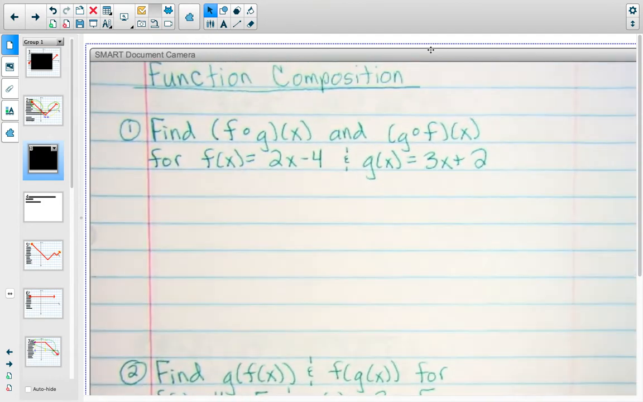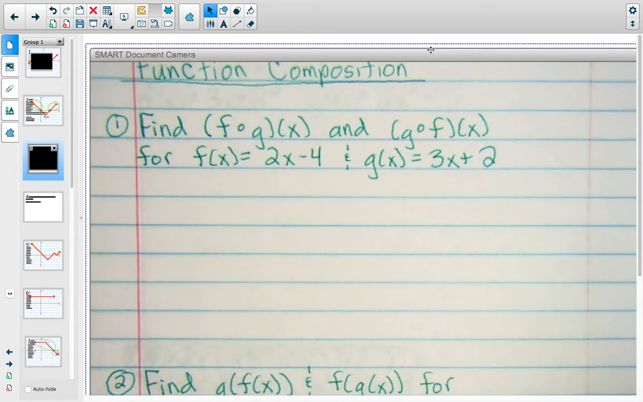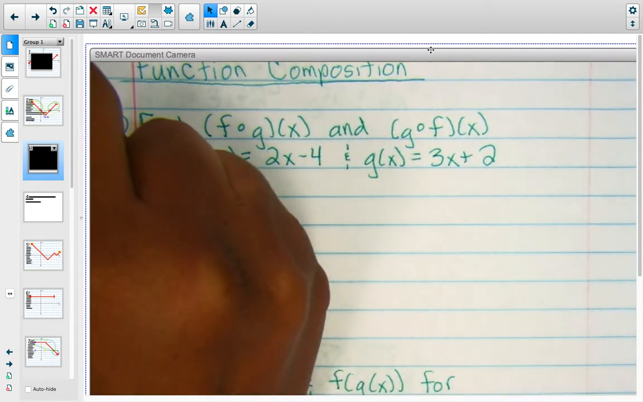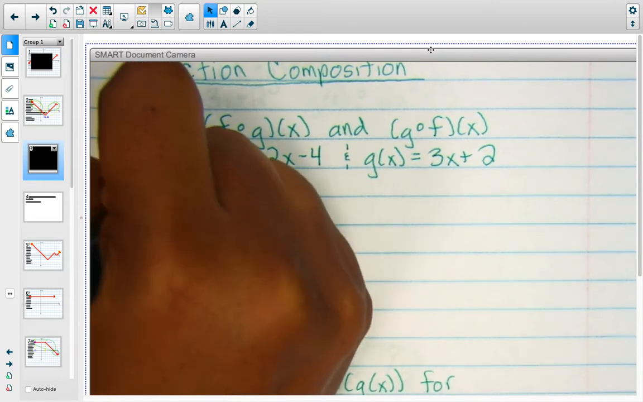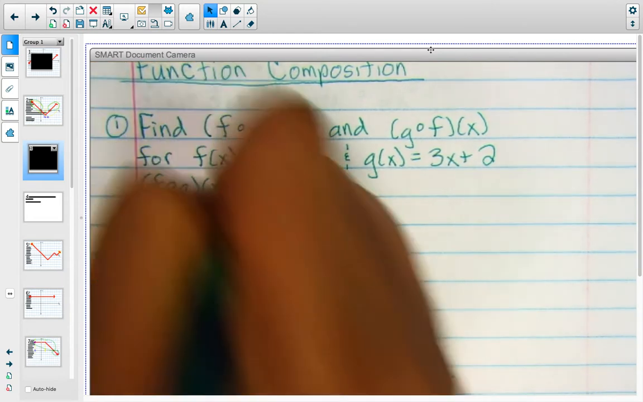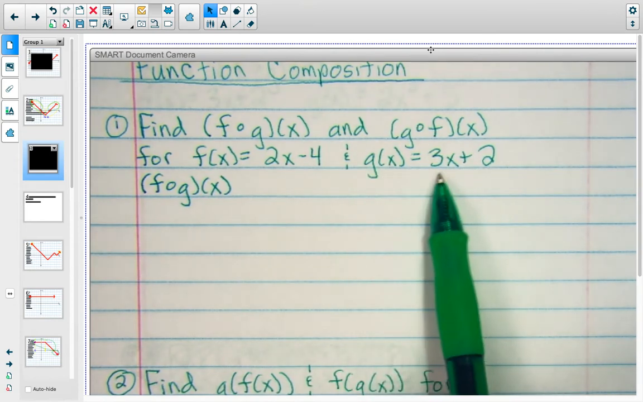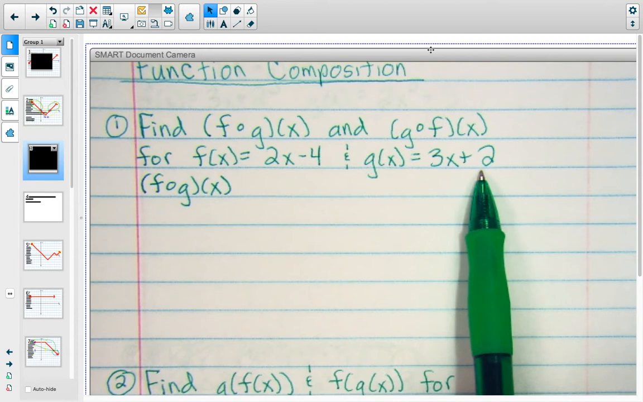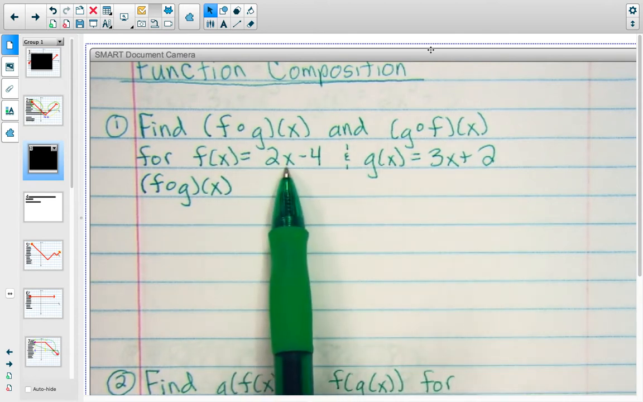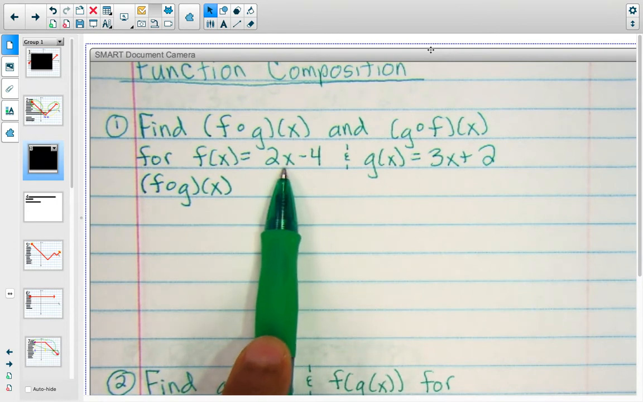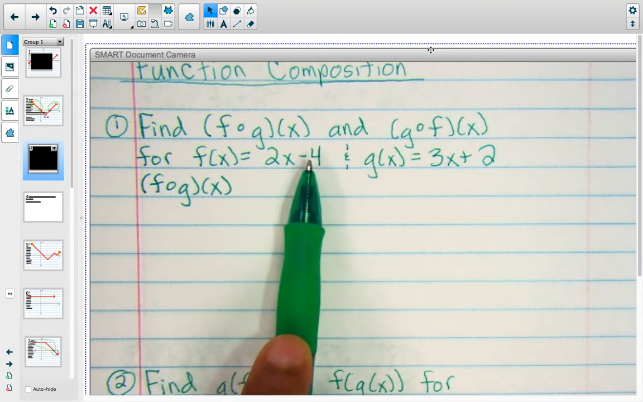So let's get started with the first one. We're going to go this direction first. So f of g of x. This means I'm going to take the g function, which is 3x plus 2, and I'm going to substitute that into the f function. So we're going to keep the 2, get rid of the x and make a substitution, and keep the minus 4.